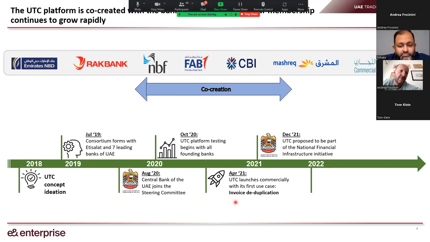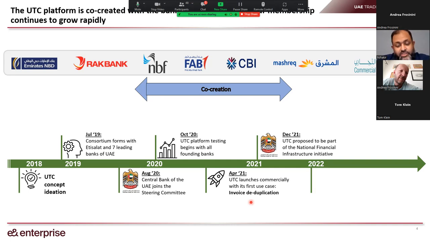And last year in April, I believe the date was 19th April, we launched the platform with the first use case of invoice deduplication. I would not say it was a runaway success. Like all platforms, it had its challenges with adoption, but it's a very different picture today. When I present the stats in a few slides, you'll see that the growth, the marketing, and the trust of the banks got us to a position where the platform was looked at as one of the key enablers and was proposed to be part of the national financial infrastructure initiative of the country.